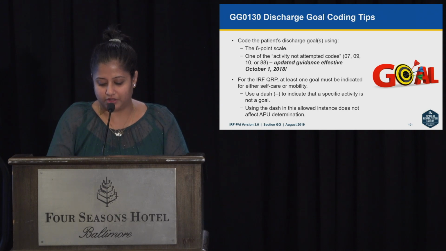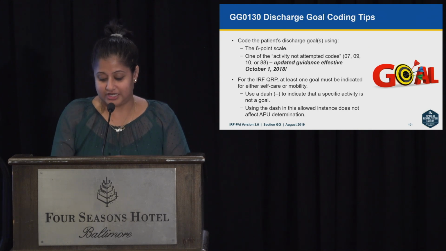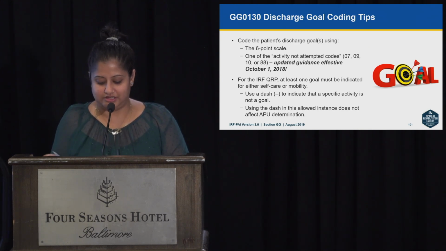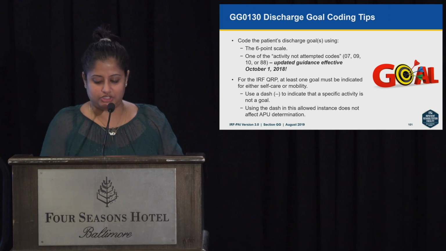For the IRF QRP, at least one goal must be indicated for either self-care or mobility. And you can use a dash to indicate that a specific activity is not a goal. Using the dash in this allowed instance does not affect APU determination.